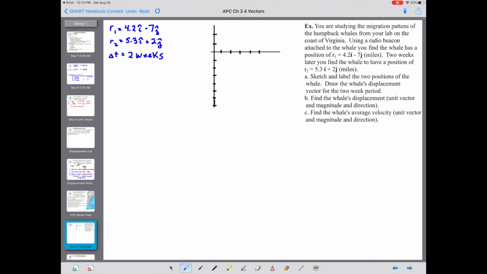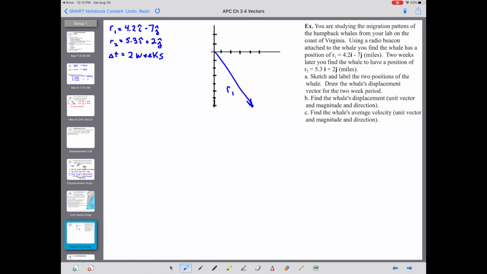That means I'm going to go over in the x direction about 4.2 and then down in the y direction about 7. So then that would lead me to a location right there. So then from the origin, R1, our whale is located there at that first time period.